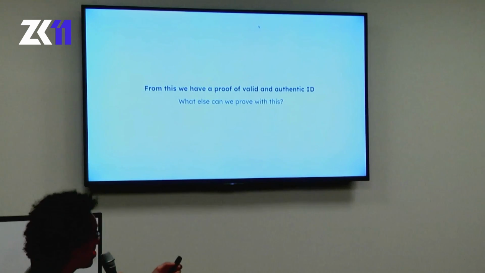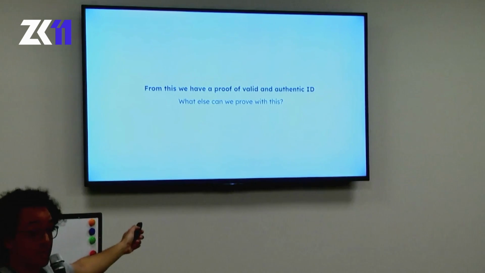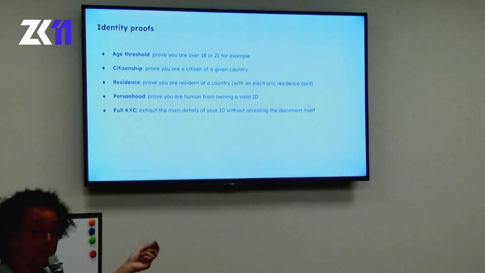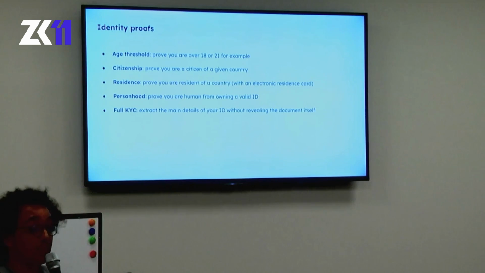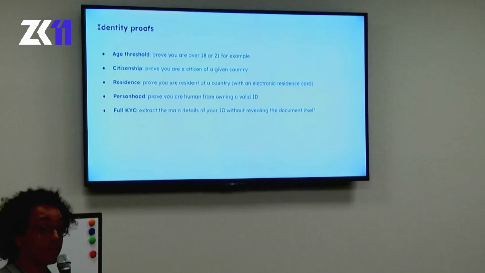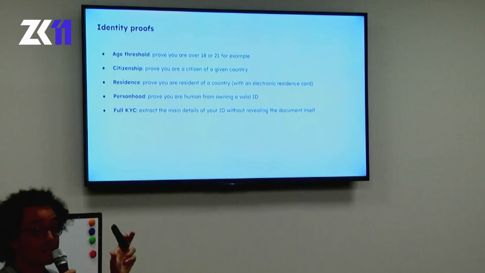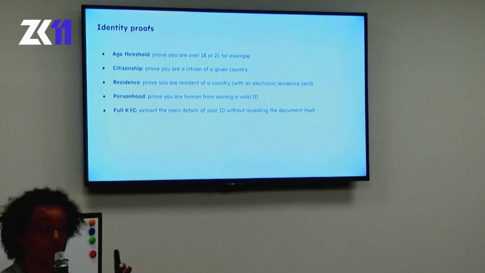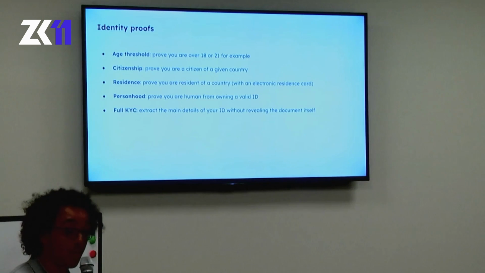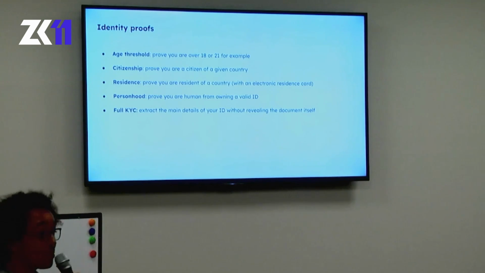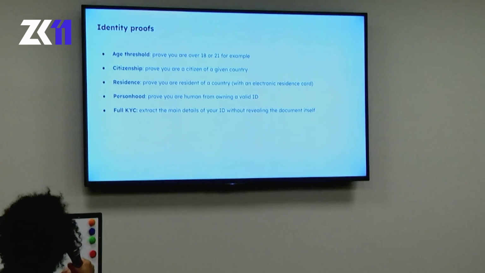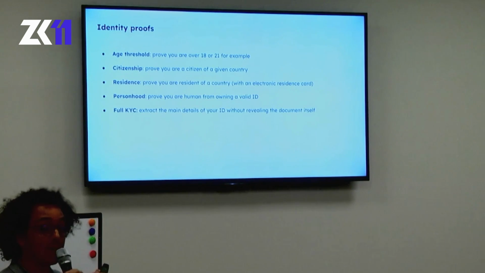Oh yeah, I already went through this. So when we talked about the different proofs we can generate, like I mentioned: age threshold, citizenship, residence, because residence cards are electronic too in some European countries, so you can prove that you're a resident. Also sometimes you have a piece of text that tells you that the given person is allowed to work, so you can have a proof of ability to work in a given country. You have personhood from a valid ID, with a caveat that we'll mention later. And for KYC, you reveal a bit more data, for example date of birth, date of expiry, first name, last name, that you would need for full KYC.